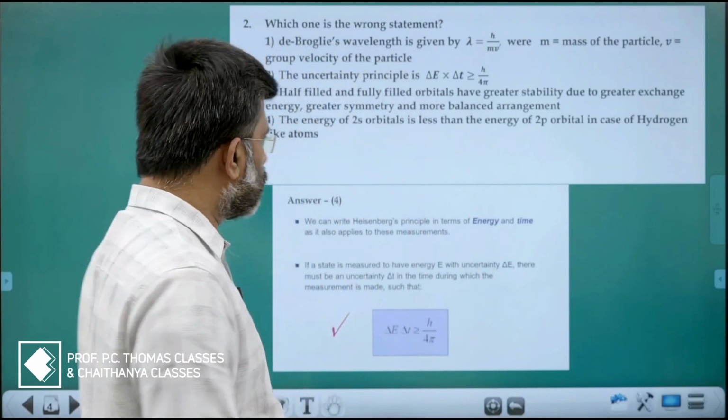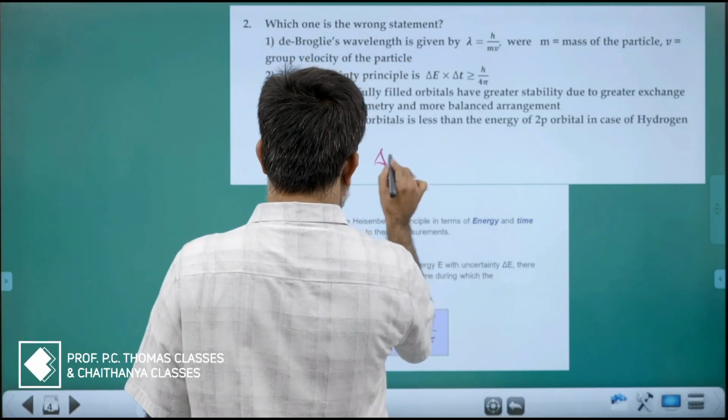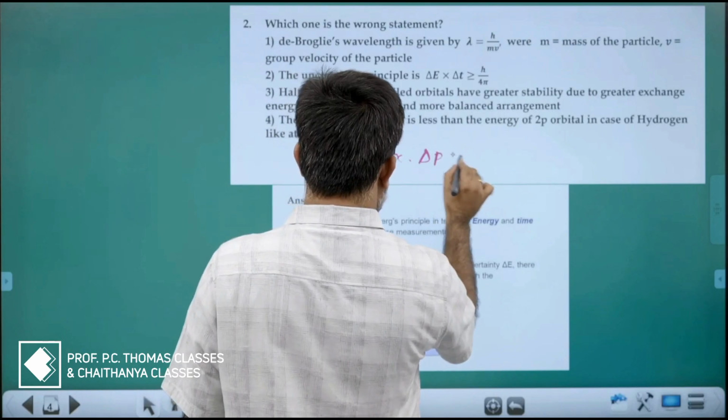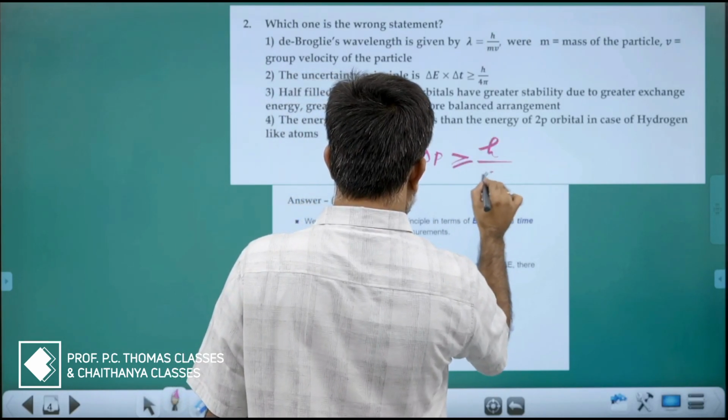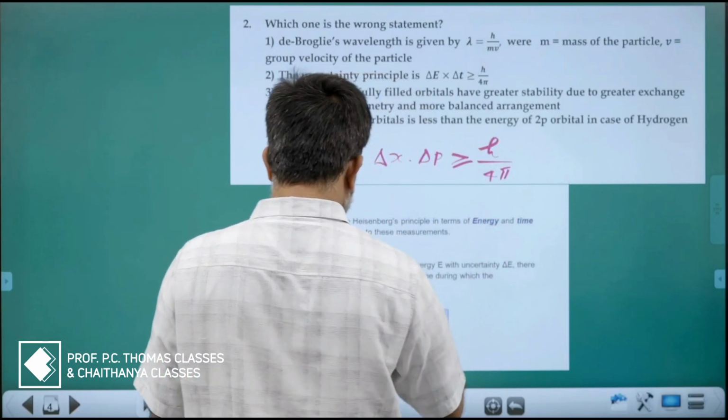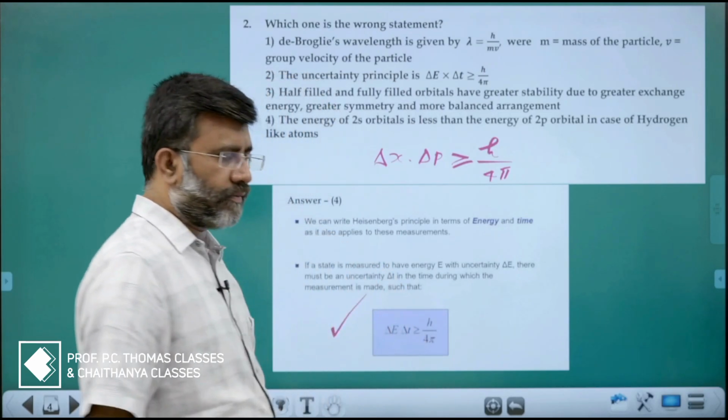Uncertainty principle, usually we write it like, what is the format? Delta X into delta P greater than or equal to h by 4 pi. It can be understood in another way also.